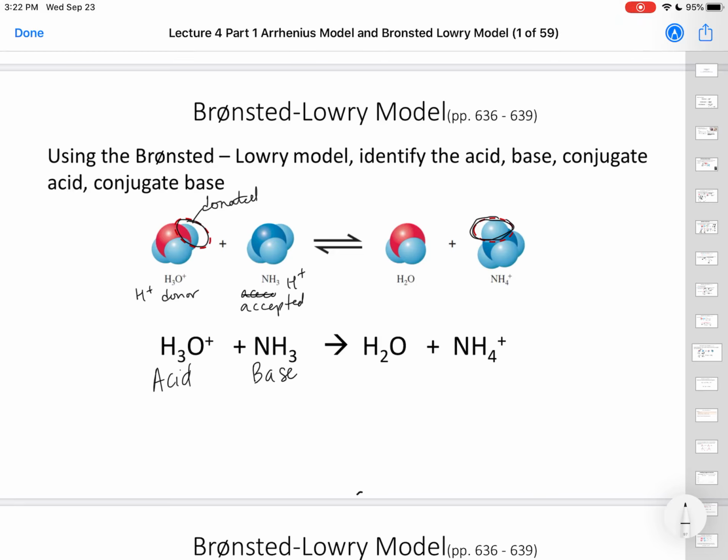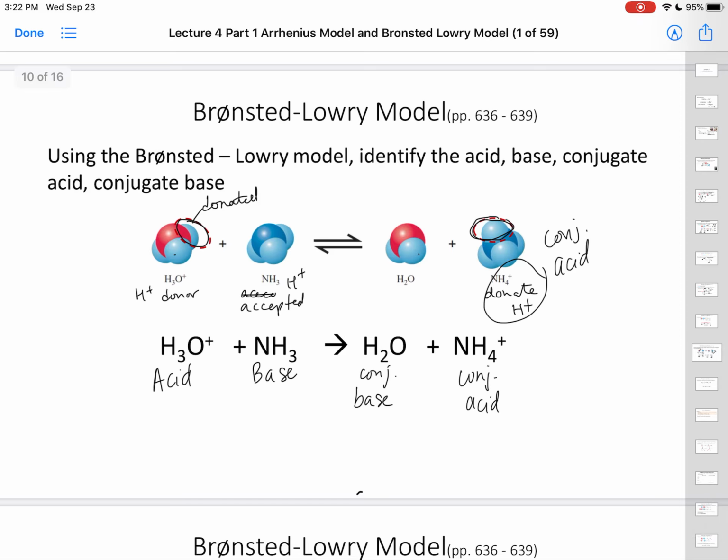NH4 plus is actually donating the H to water to form NH3 and H3O plus. So this is going to donate H plus. This means that this is the acid, but it's the conjugate acid. So NH4 plus is the conjugate acid, making the water a conjugate base. And again, these are your pairs in terms of your acid and your conjugate base, and then your base and your conjugate acid.